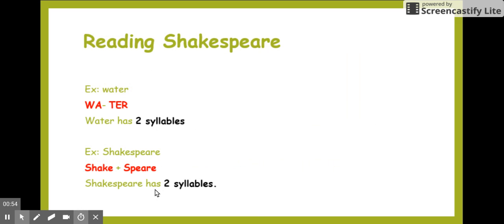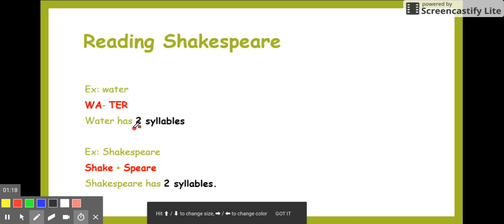Reading Shakespeare. One thing one must understand about reading Shakespeare is syllables. The next slide after this one will prove why. Just a quick review, syllables are basically individual parts of words. For example, the word water and the word Shakespeare. Water, Shakespeare. These two parts of the words are what make the whole word what it is. Therefore, each of these words has two syllables.